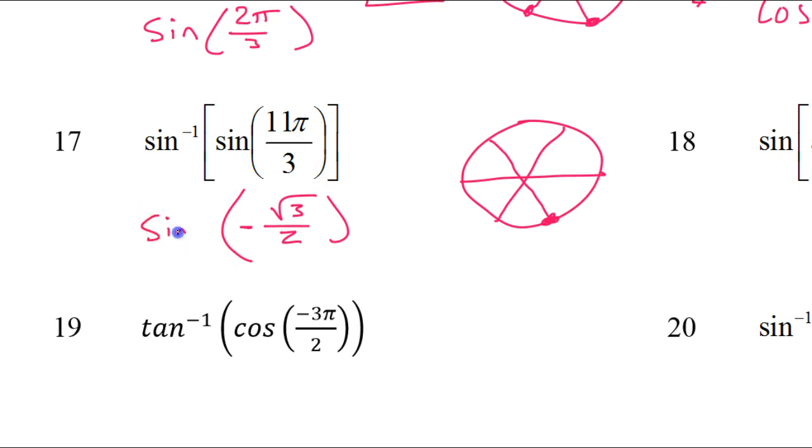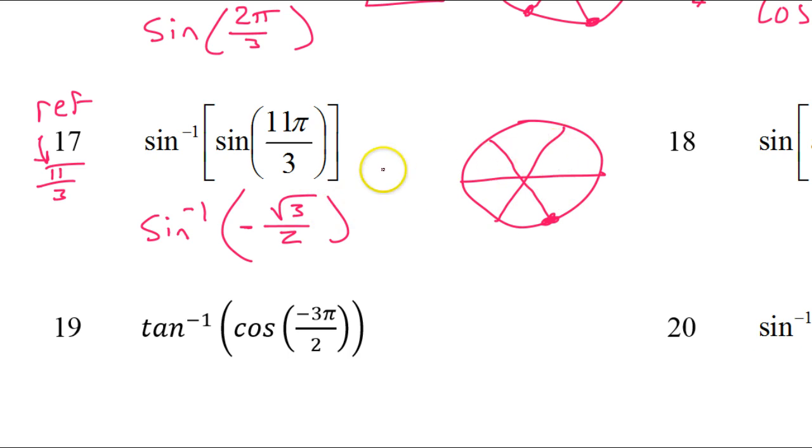Now I need to do the inverse sine of this. Inverse sine is just an angle. It's the angle whose sine is negative radical 3 over 2. Forget about the negative sign. What angle has a sine of radical 3 over 2? Well, that's pi over 3. That tells us the reference angle is pi over 3. That's great because I already have a diagram of that.